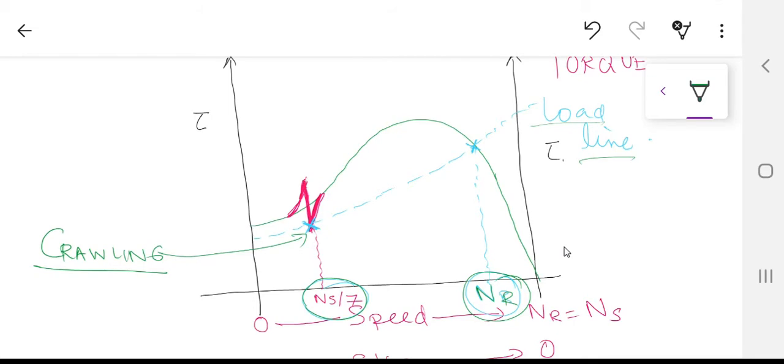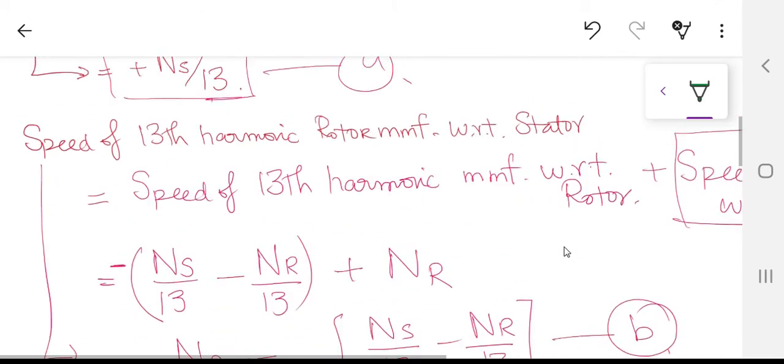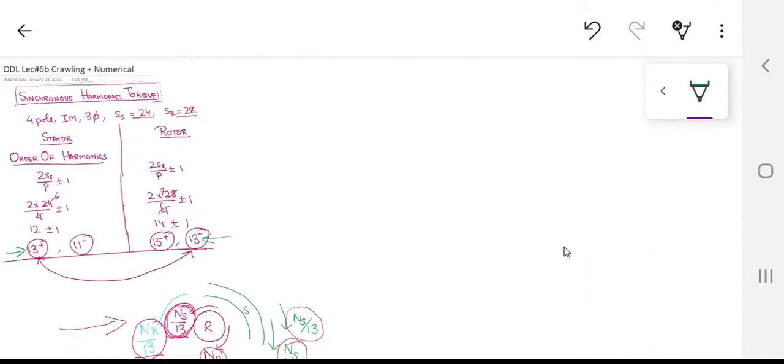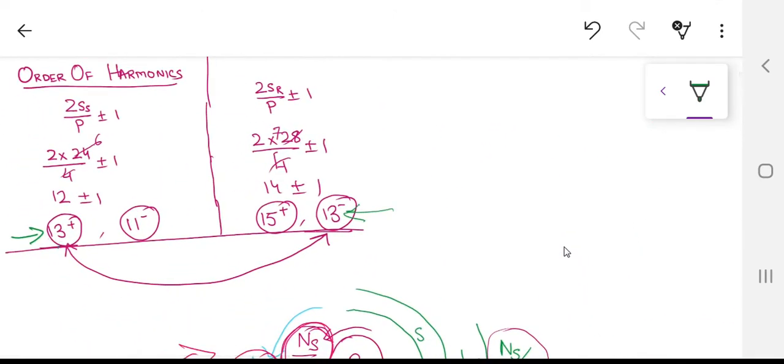So again, this is a crawling phenomenon. Instead of going on to its designated speed, the machine is now working at NS by 7, and that is all because of the 13th harmonic which you have just done in the very start, because this was the 13th harmonic from the stator and the 13th harmonic from the rotor.